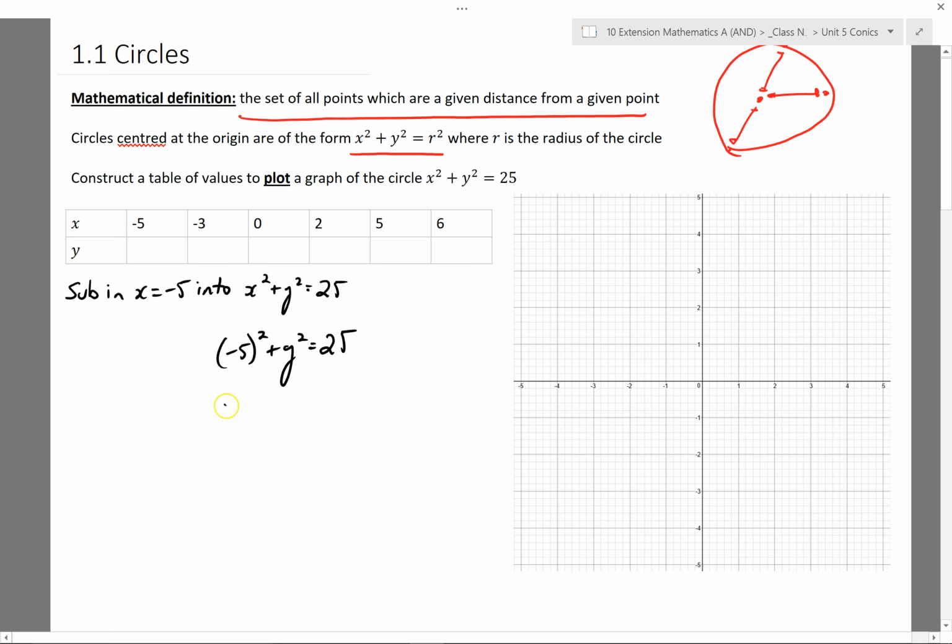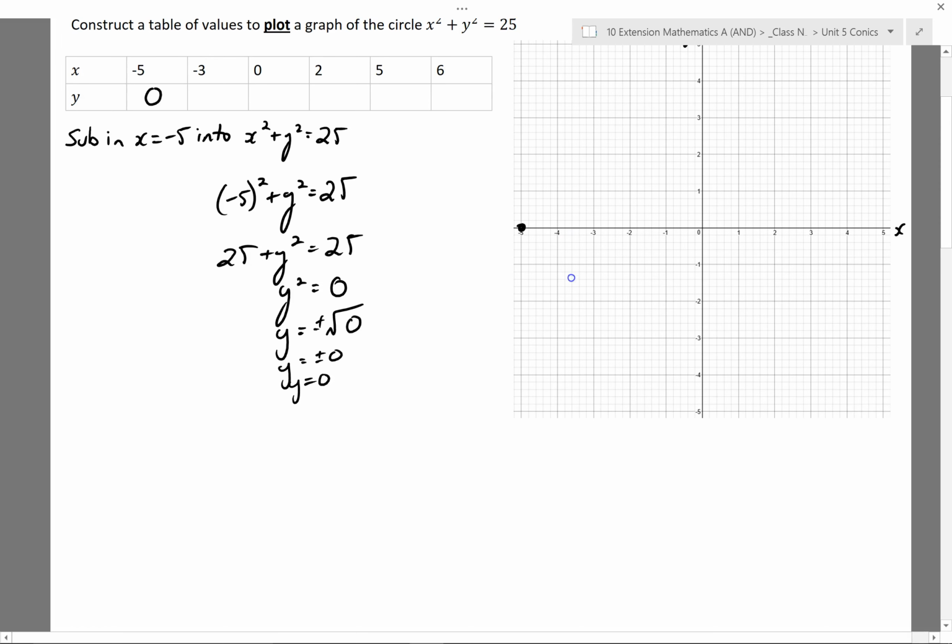Minus 5 squared is 25. So I end up with y squared equals 0. y equals plus or minus square root of 0, and y is plus or minus 0. So really just y equals 0. So I have a point already at minus 5, 0, which I can mark on my axes. Sounds pretty easy. Let's see what happens when I sub in x equals minus 3.